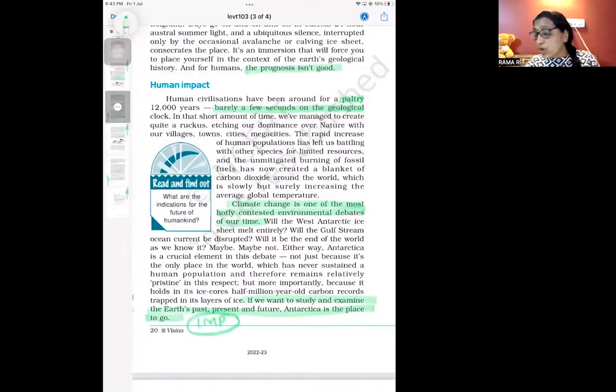Climate change is one of the most hotly contested environmental debates in our time. There have been many earth summits, many summits have happened, yet we have not found the solution. The reason is, you are responsible, I am not. The time is when we need to say we are responsible.